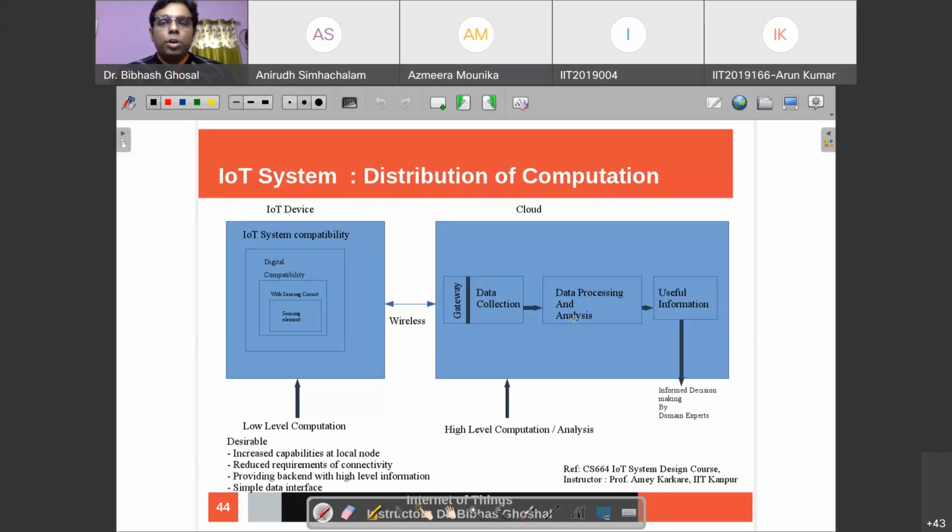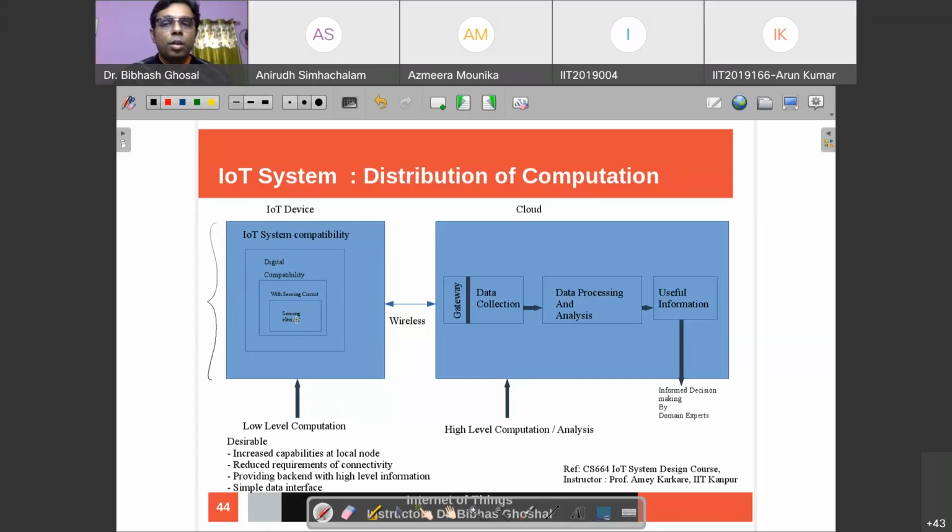Here you go. When we talk about computation, computation is actually distributed. Some computation happens at the device level, some computation happens at the cloud. As you see, we have so far been discussing this part: the sensing element, the sensing circuit, the signal conditioning circuit, and finally storage onto some kind of computing unit that is very local.